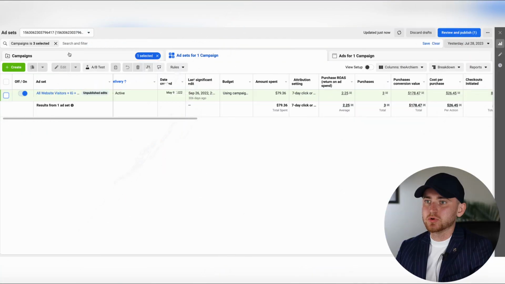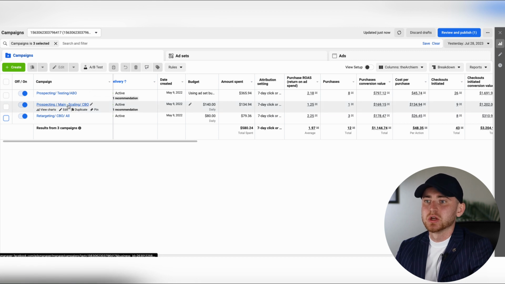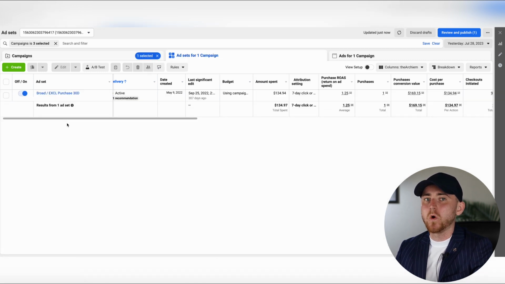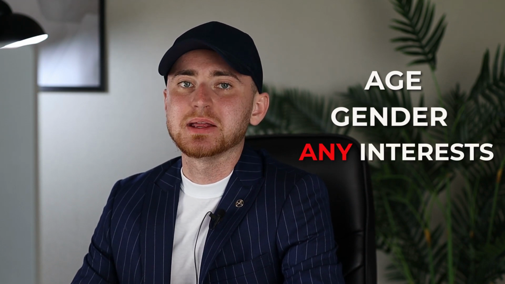So if we go back to our campaigns, and we go to the second campaign, which is our prospecting main scaling campaign, then here again, we're going to have one single ad set. Now in this ad set, we're going to use a broad open targeting. And this essentially means that we're going to use only the age and the gender, and will not include any interests or any behaviors.